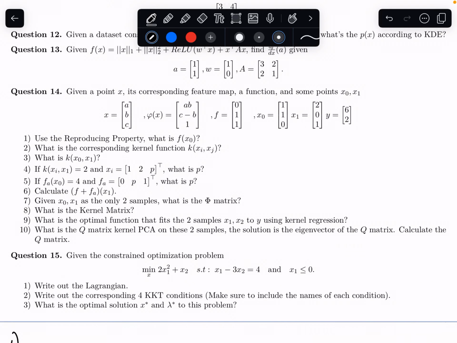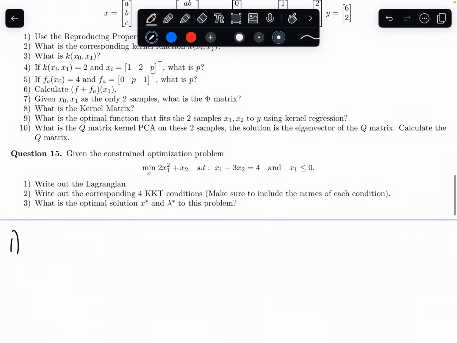Hello. In this video, we're going to be doing question 14 on Machine Learning 2's Practice Final Written Exam for DS 4420. This question has to do with kernels. It asks, given a point x, its corresponding feature map, a function, and some points x0, x1, answer these 10 questions. So, there's 10 questions.